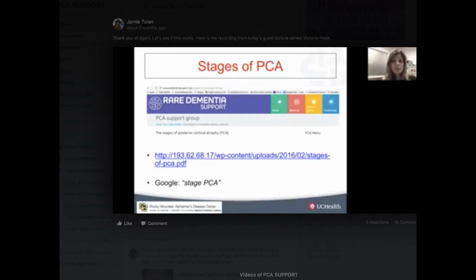He runs the Rare Dementia Support Group, and he's a neuropsychologist, and he decided, along with colleagues, to really provide some framework for people regarding the stages of PCA. And I put here a link where you can find these that I'm going to review, and you can find the handout about this. The easiest way to do it, if you search stage PCA, the first two hits that you will get in that Google search will be the Rare Dementia Support Group Stages of PCA document. So it won't be hard to find, and then this link will be up on Jamie's webpage.